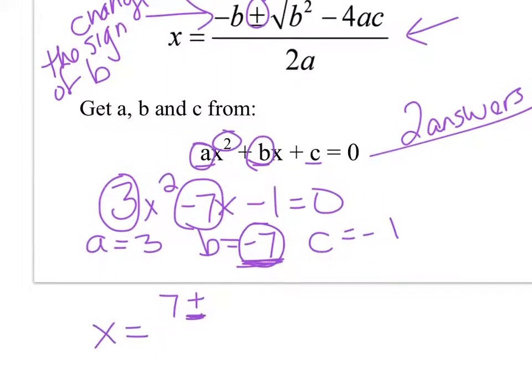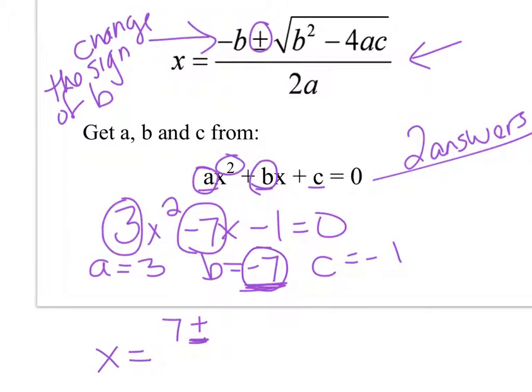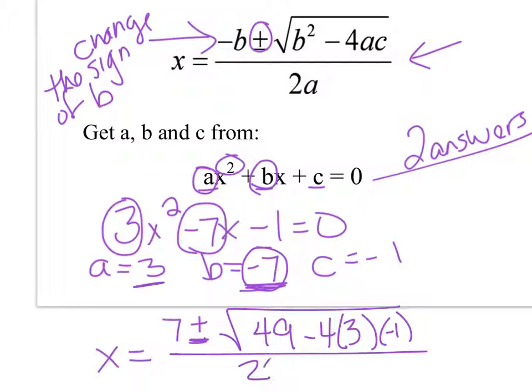Okay, and then it's b squared. Now, anytime you square anything, it's always positive. So I suggest you just square b and put it there. Minus 4a. A is 3. See, c is negative 1. All over 2a.